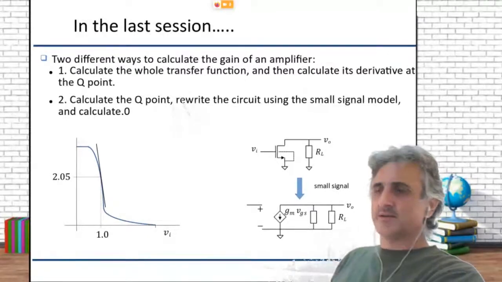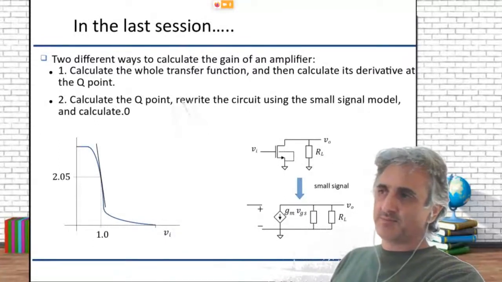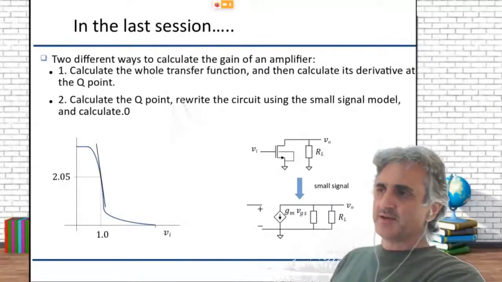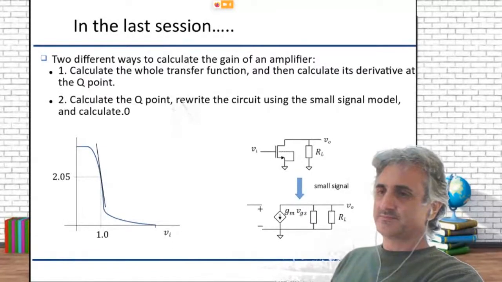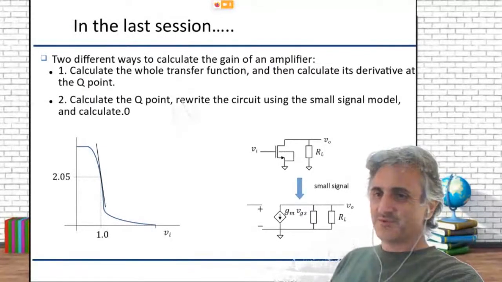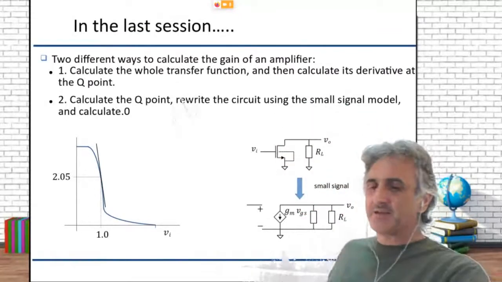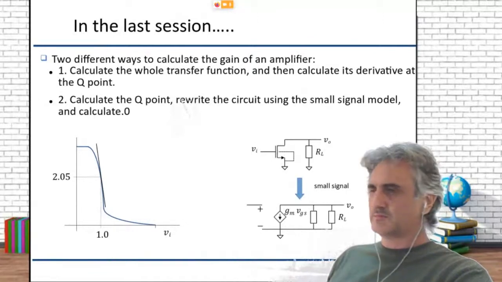First, you calculate the quiescent point, and then when you have the quiescent point, you calculate the small signal parameters, and you replace all your transistors by the small signal model. Okay? Do you remember that? Yeah. Okay, you remember. I am happy. Any questions about that? No? Okay.